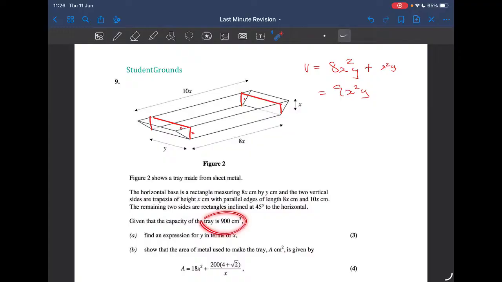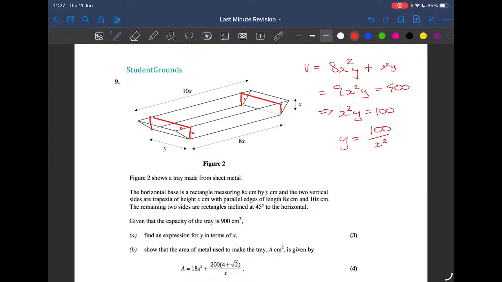The capacity is 900. So what we have is that is equal to 900. So divide by 9. x squared y is 100. So what do we want to do with that one? Find an expression for y in terms of x. So y is going to be 100 over x squared.